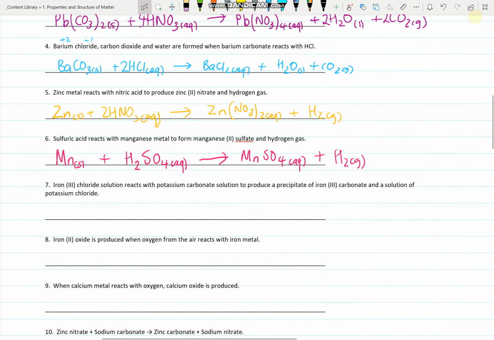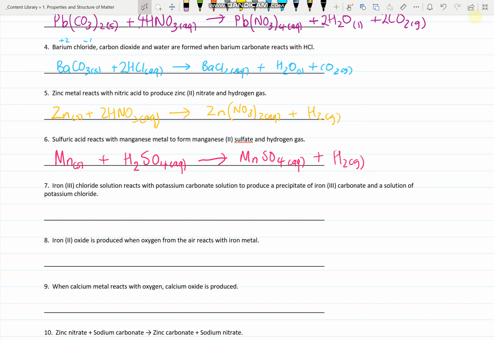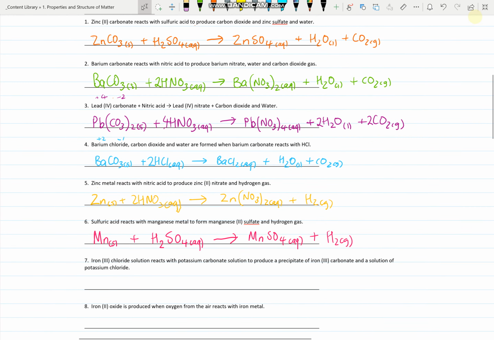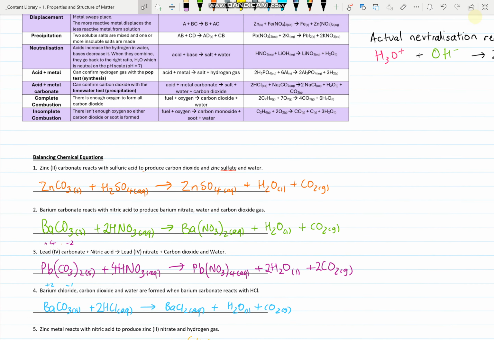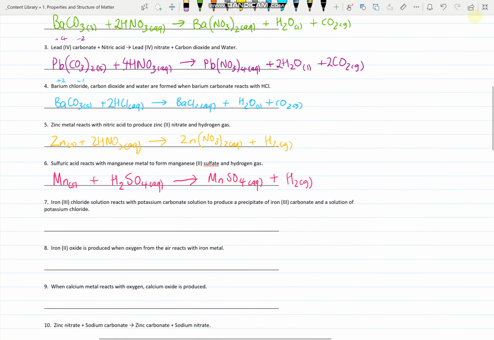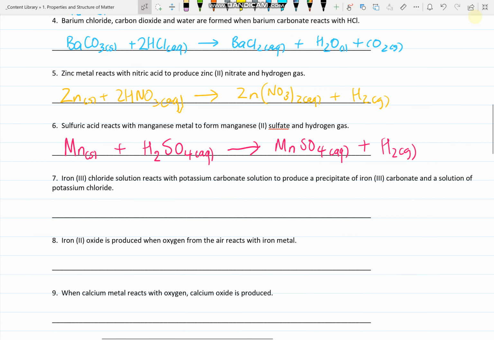All right. Iron 3 chloride solution reacts with potassium carbonate solution to produce a precipitate of iron carbonate and a solution of potassium chloride. Okay, so this is a precipitation reaction. This is when you mix 2 soluble salts and out of the solution precipitates a solid. Just like rain precipitates out from the sky, it's kind of where it gets its name from.